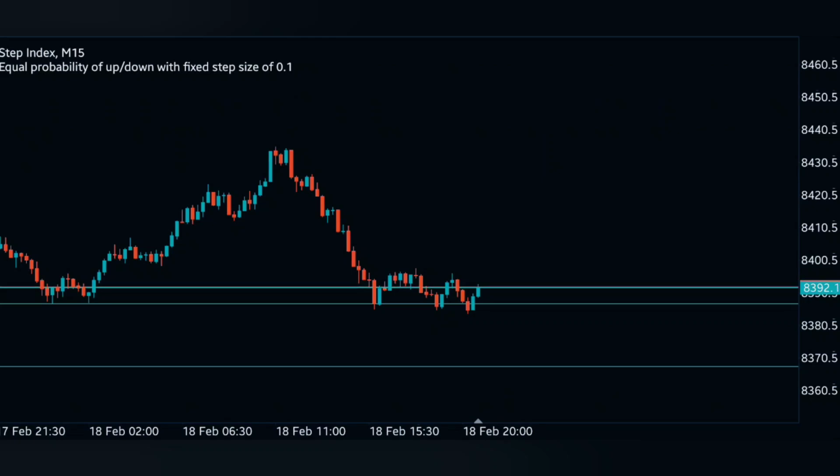If it breaks below, I would love to see it come in, do probably a double top or head and shoulders pattern, then I'll enter and take the swing trade down.